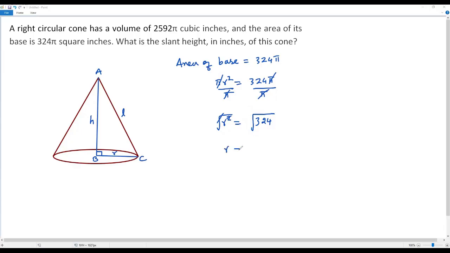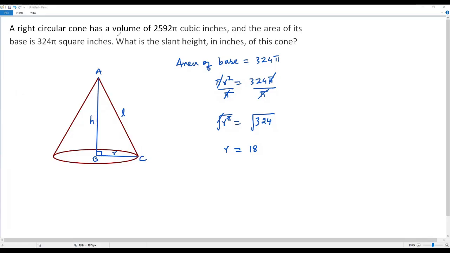Okay, then we get r on the left side. On the right side, when you take the square root of 324, I am getting 18. Okay, here I got the radius of the base of the cone, that is 18. That is, the length of this leg of the right triangle, BC, is 18. Now let's try to get the height of the cone, that is, the value of this h over here.